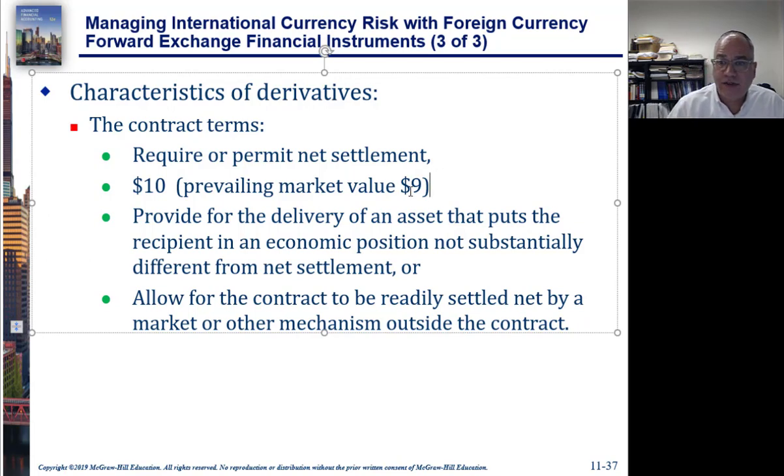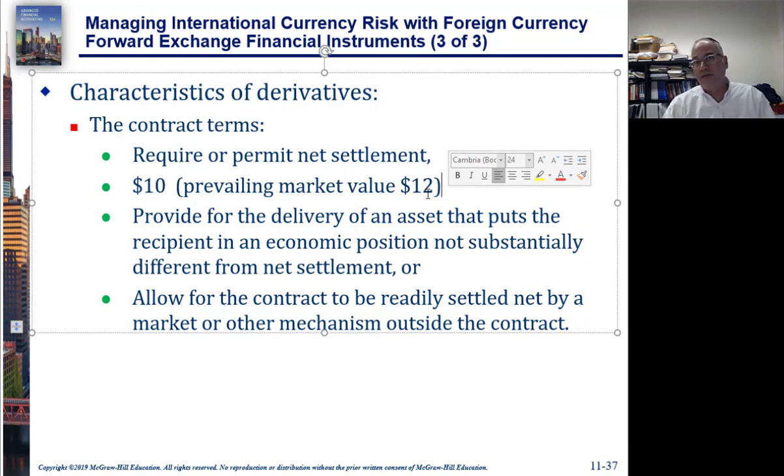Now let's take a different situation, a situation where the prevailing market value is $12. In this case, you got a good deal because you agreed to pay $10 and now it's going for $12. In that case, the other person would pay you $2 and then you can go and buy jet fuel for $12. Use the $2 to buy jet fuel for $12, and you've in effect only paid $10.